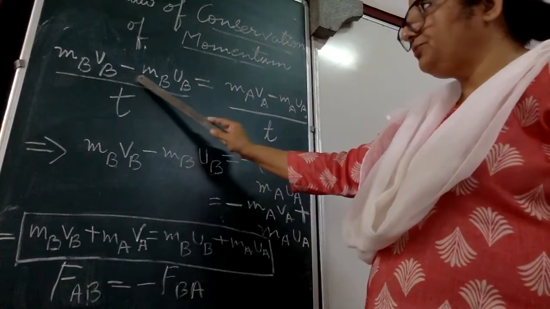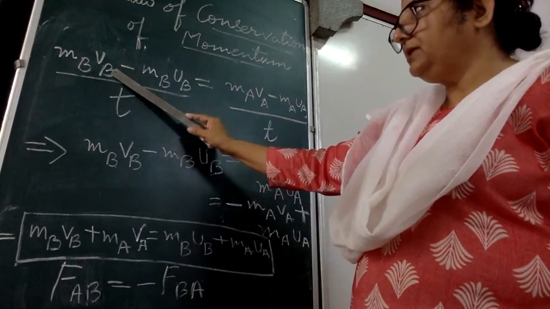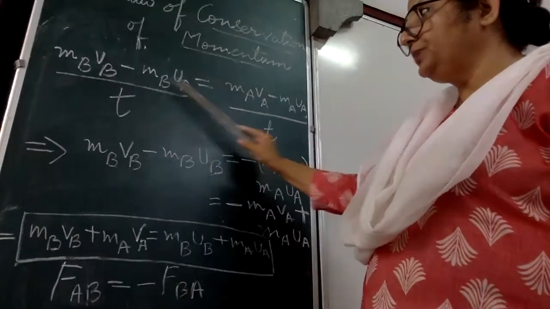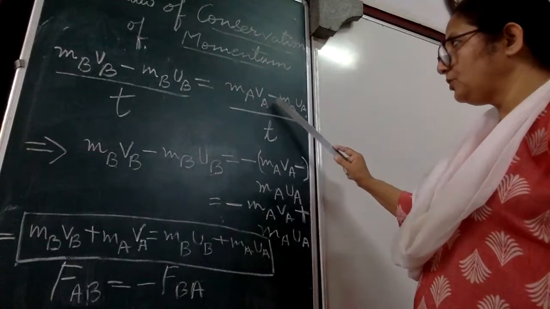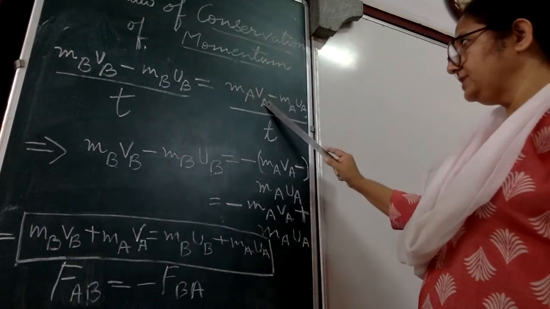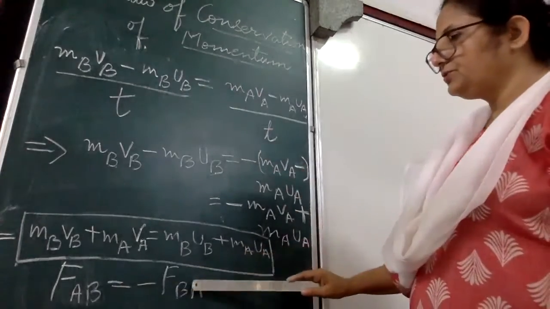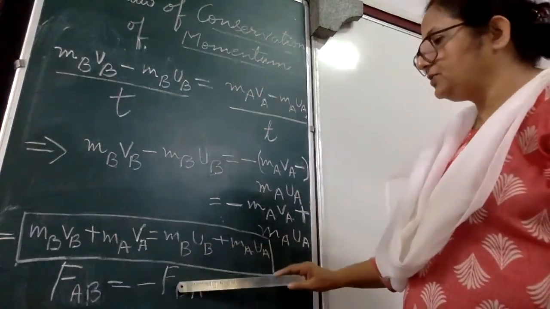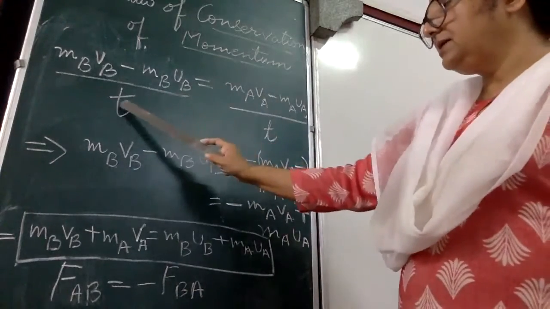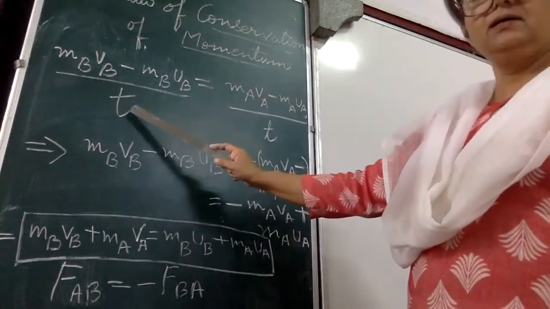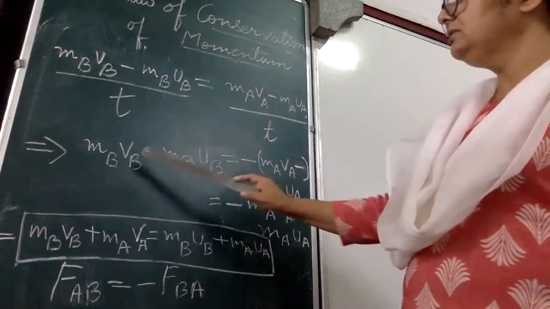The rate of change of momentum of B, (mBvB minus mBuB) upon t, is equal to minus the rate of change of momentum of A, (mAvA minus mAuA) upon t. We have equated according to Newton's third law of motion by substituting the values of F. When we get this equation, you will see that t is common in both the places. So we can take out t. So what will we get?